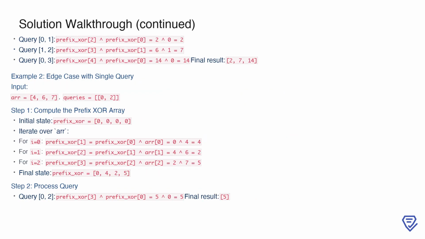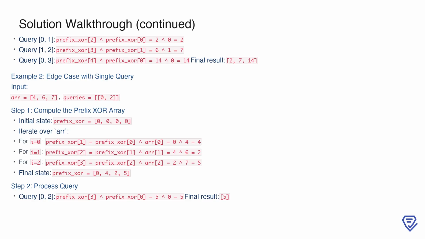Now, using the prefix XOR array, let's process the queries for the first example. For the query [0, 1], the result is prefix_XOR[2] ^ prefix_XOR[0], which equals 2 ^ 0 equals 2. For the second query [1, 2], it's prefix_XOR[3] ^ prefix_XOR[1], giving 6 ^ 1 equals 7. Finally, for [0, 3], the result is prefix_XOR[4] ^ prefix_XOR[0], which equals 14 ^ 0 equals 14.